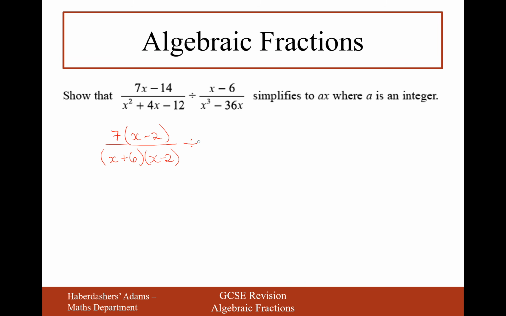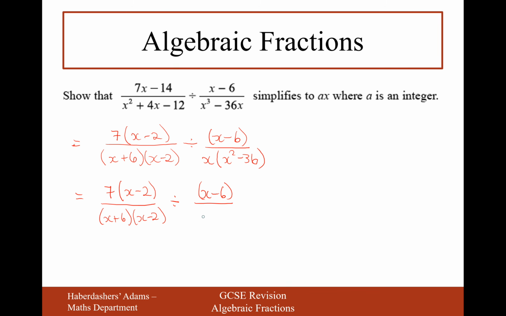divided by x minus 6, and on the denominator here it's going to be x bracket x squared minus 36. But hold on, we could simplify that bit of the denominator a bit more because we've done one bracket, but now we could do two brackets on it. So it's going to be 7 bracket x minus 2 over x plus 6, x minus 2, divided by x minus 6 over x plus 6, x minus 6. So there we are, fully factorized now.